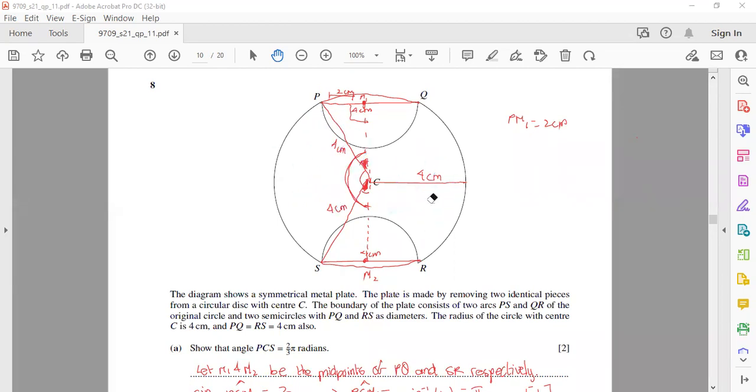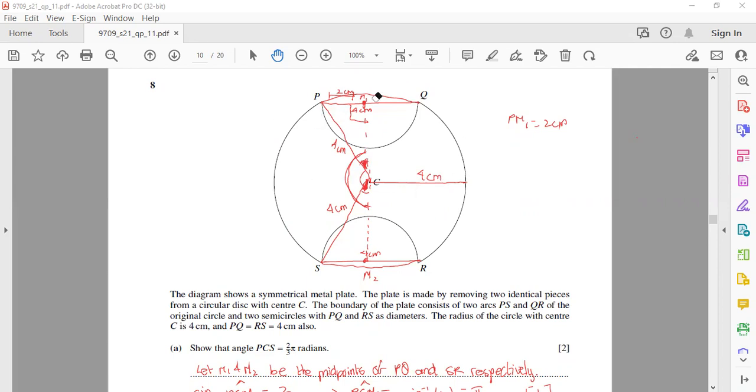How can we find this? So we know that initially it was a circle. So we can find the area of the circle. Next, you have two semicircles which are inscribed in it. So we can also find the area of one semicircle and then multiply by 2 and remove it from the area of the whole large circle.